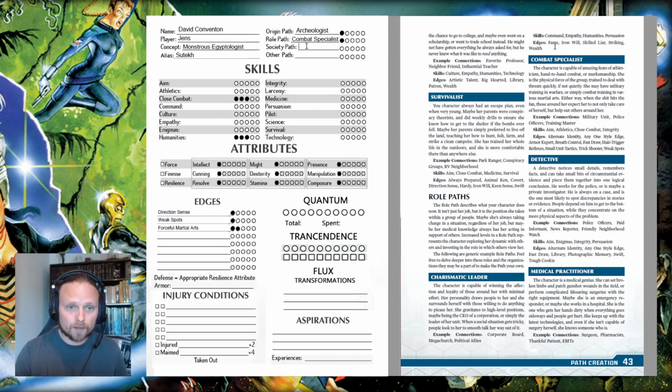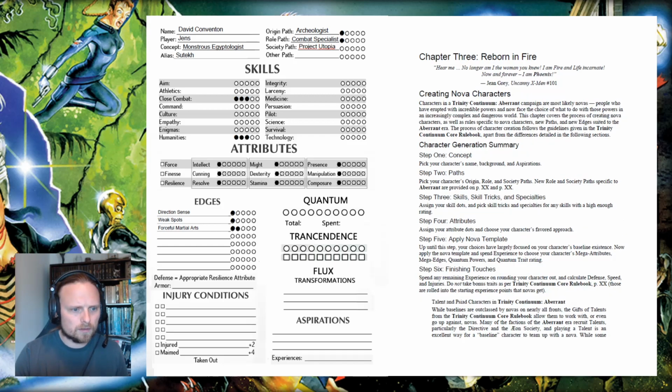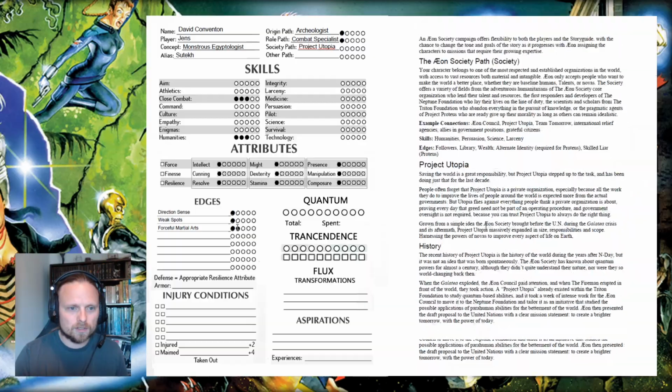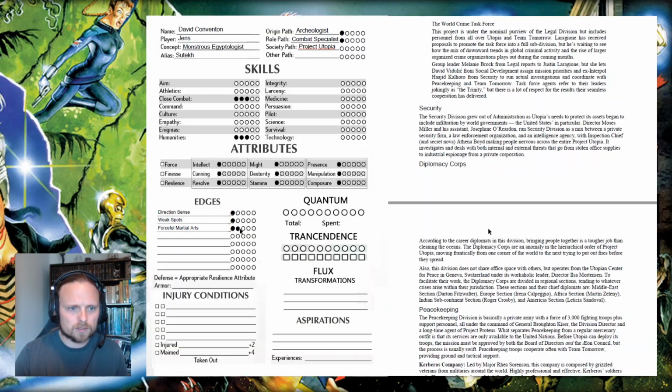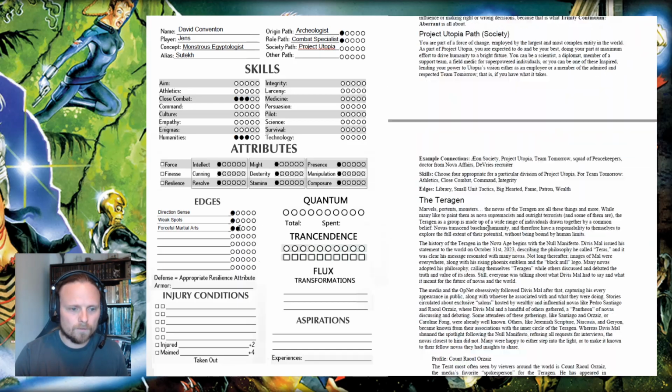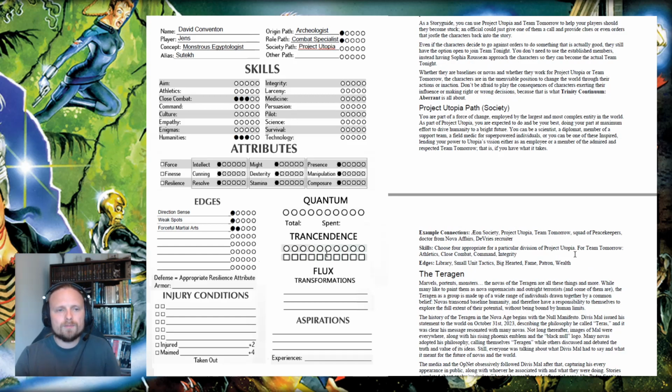For the final path, I'm going with the society path, and here I'm just going to write Project Utopia. That's from the Aberrant book, the Aberrant preview, and it's way down here somewhere in the text. The society path is sort of like which group do you belong to, and he belongs to Project Utopia, and he tries to make the world a better place.